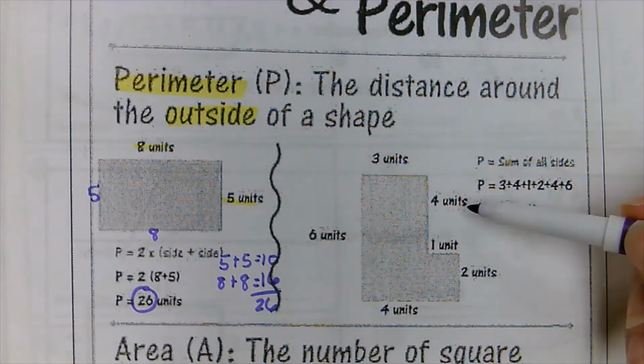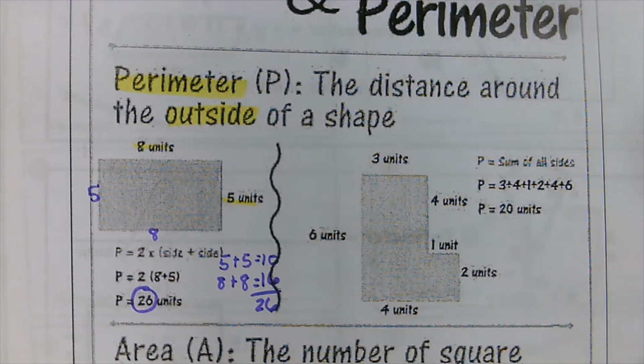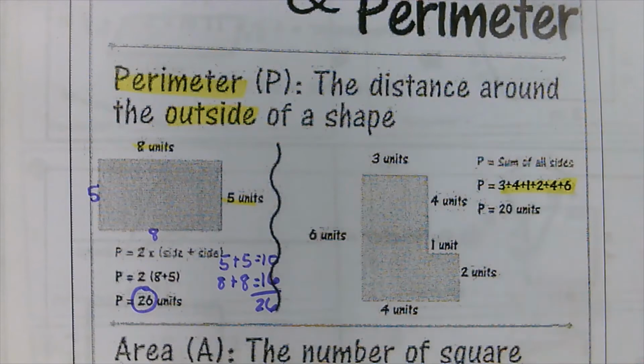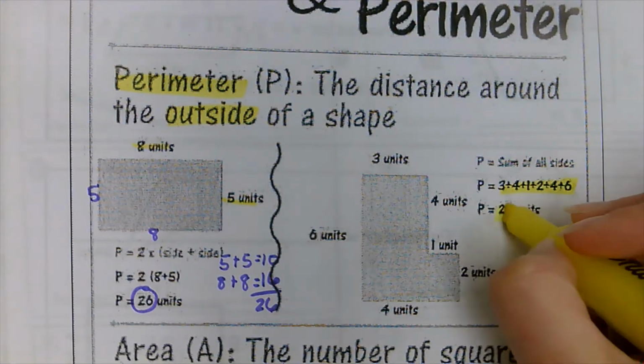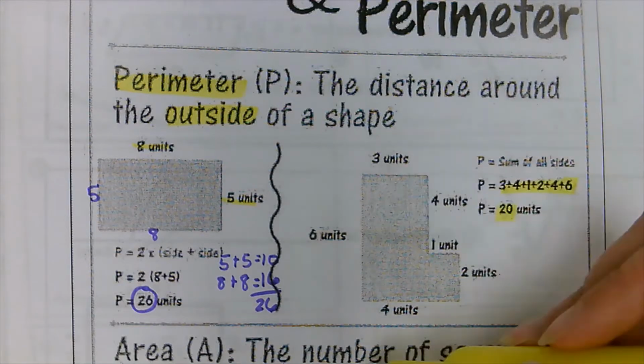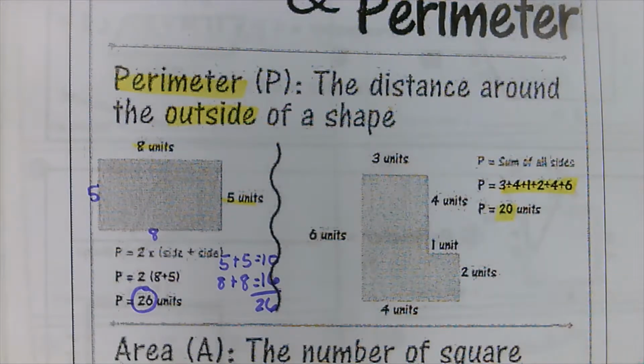We also could get a larger shape that's an L shape or just a weird polygon, closed straight lines. You would still do the same thing. Perimeter is the sum or answer of all the sides added together. So they have them all written out here, 3 plus 4 plus 1 plus 2 plus 4 plus 6. And once they added them all together, they got 20 units as the perimeter. So again, perimeter is just the distance around the outside of the shape. All of the numbers on the outside added together.